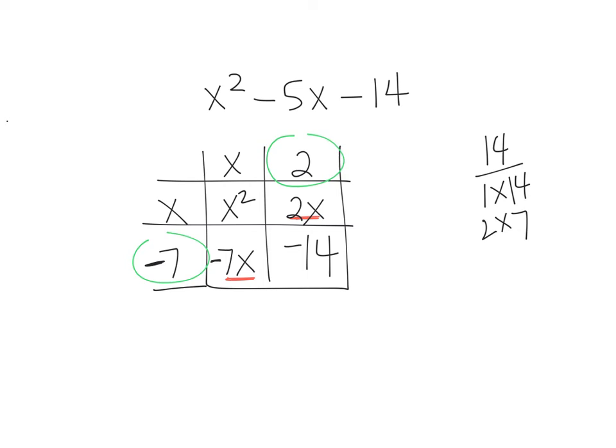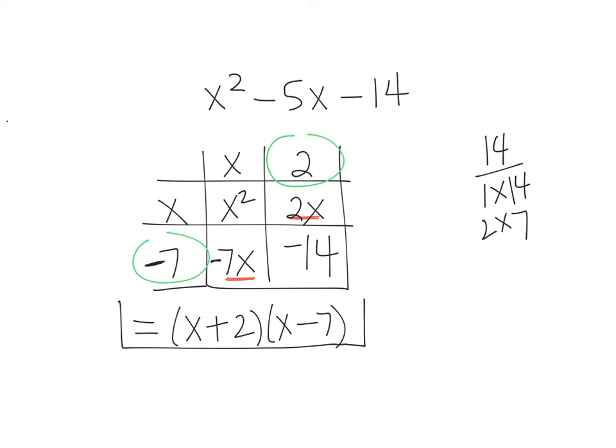So my answer is x plus 2, x minus 7. And remember, guys, it doesn't matter what order these go in. This is a multiplication statement. We're saying x plus 2 times x minus 7.